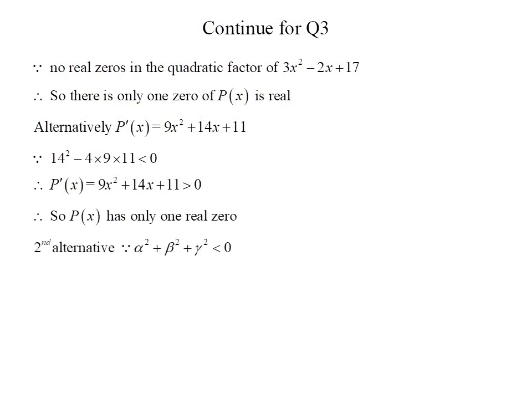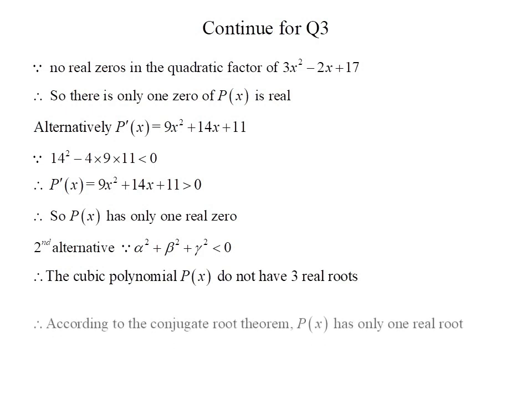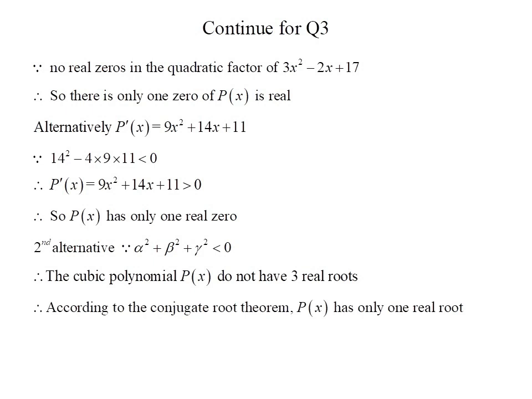Another alternative is based on the result from question 2. Since the sum of alpha squared, beta squared, and gamma squared is a negative number, the cubic polynomial p(x) does not have three real roots. According to the conjugate root theorem, we may conclude that p(x) has only one real root.